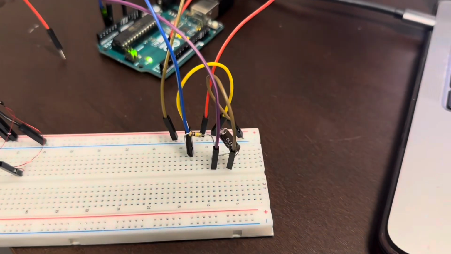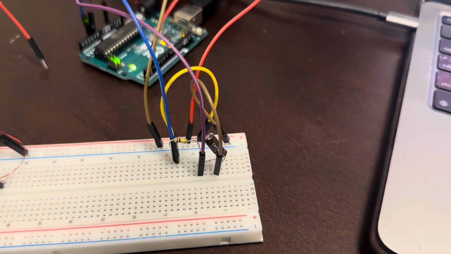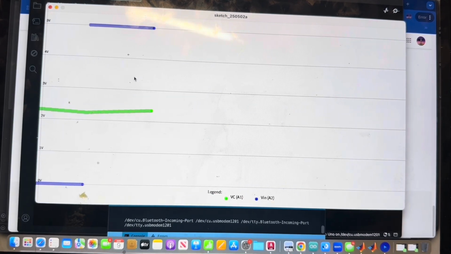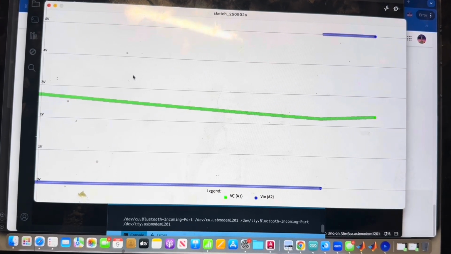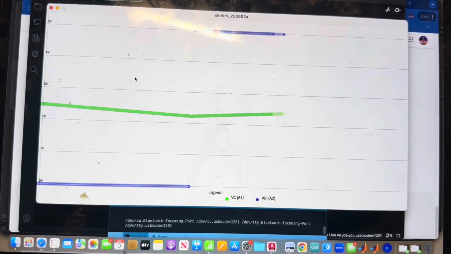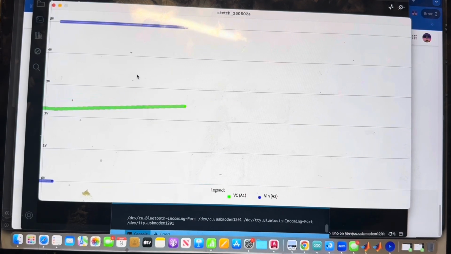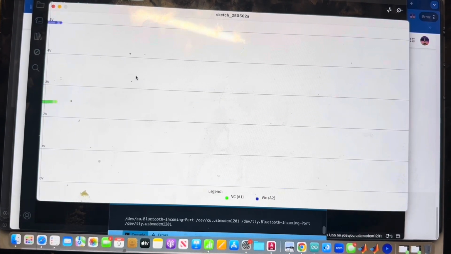Right, so here's the RC circuit for the 100K resistor. As you can see, the capacitor is charging and discharging as it toggles on and off. And it's going at a pretty slow rate because of the high time constant, since tau is R times C, and the resistance is pretty high for 100K.